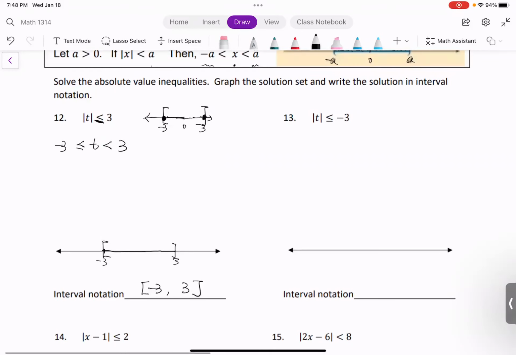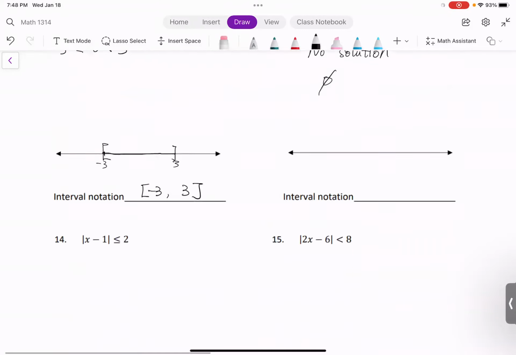Next example, the absolute value, or I say the distance from t to 0, is less than or equal to a negative number. Can you say a distance is less than a negative number, or a distance can be a negative number? No, distance is always positive or equal to 0. So if the distance is less than a negative number, there's no solution. In interval notation, you just put an empty set, no solution.